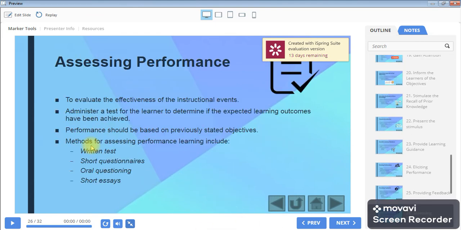Then we have assessing performance. Here we would want to evaluate the effectiveness of the instructional events. You administer a test for the learner to determine if the expected learning outcomes have been achieved, to see if what you told them in the beginning is achieved. The performance should be based on previously stated objectives. Methods are through written tests, short questionnaires, oral questioning, or short essays.